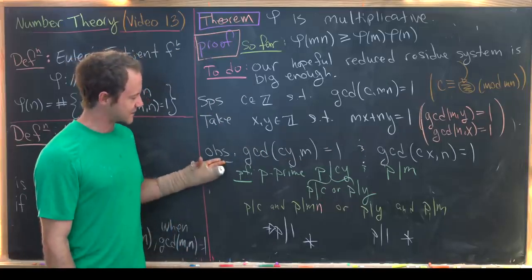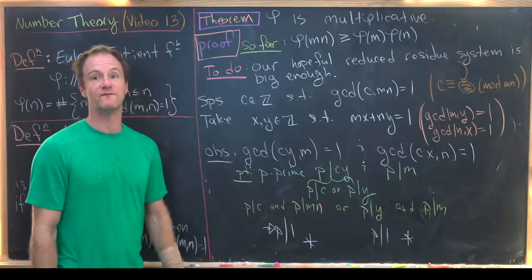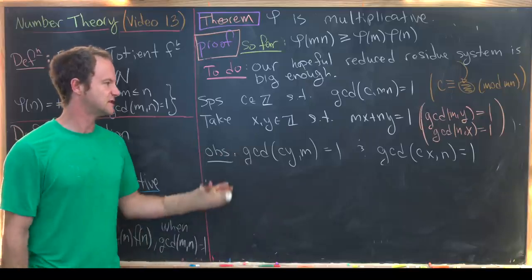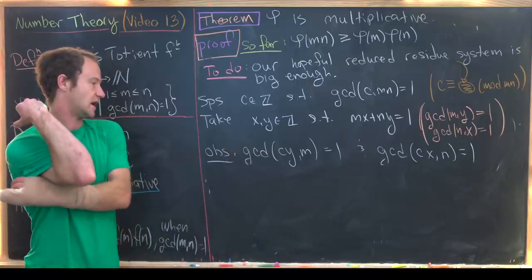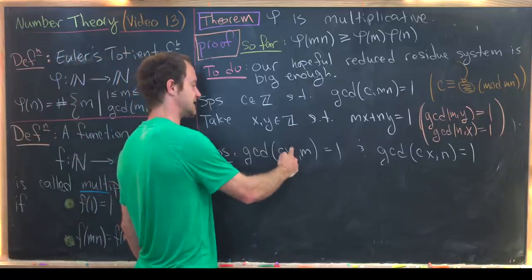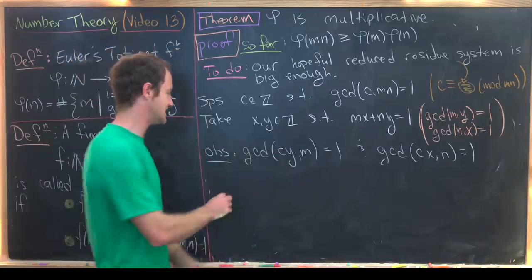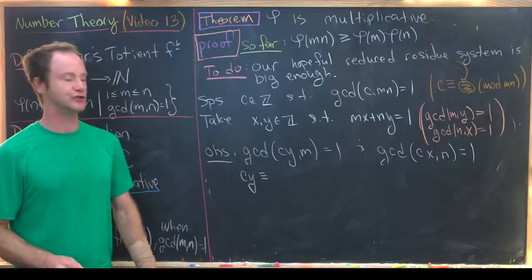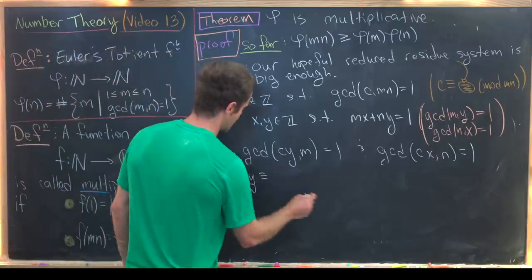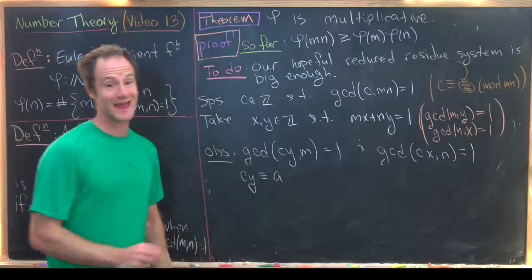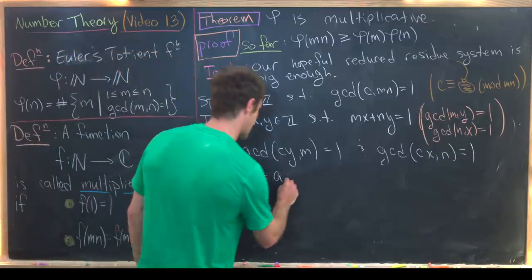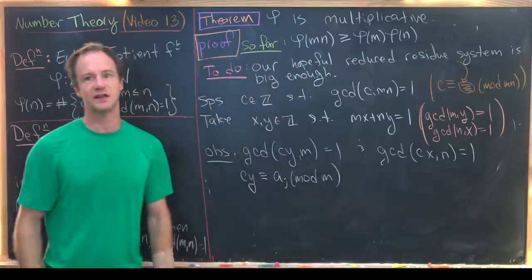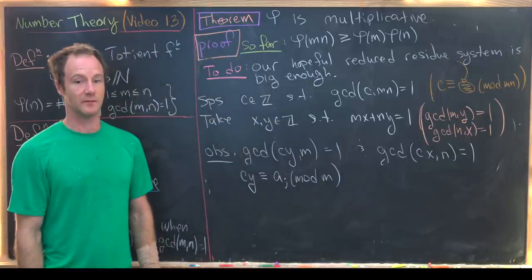Okay, so let's leave this observation up, but we'll get rid of this proof and then finish this off. Okay, we just got done arguing this observation. This is going to be key to finishing this off. So since the GCD of cy with m is 1, then that means that cy is congruent to one of the elements from the reduced residue system of m. And so remember, those were of the form a sub something. So we'll say a sub j mod m. And remember that j is going to go between 1 and phi of m.